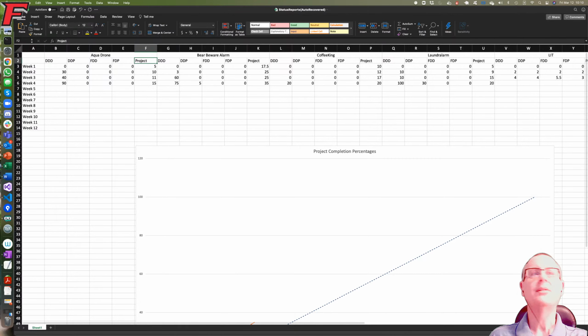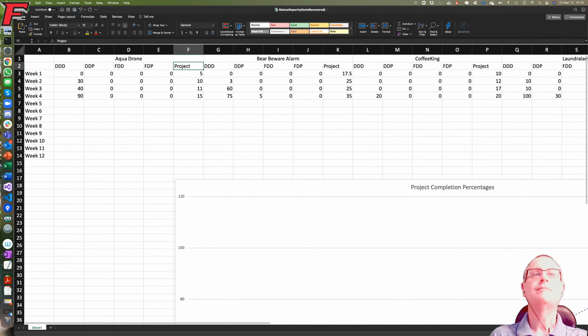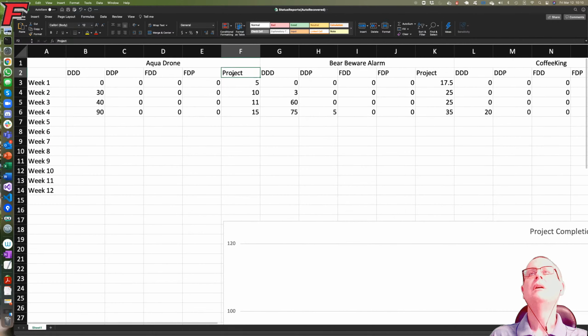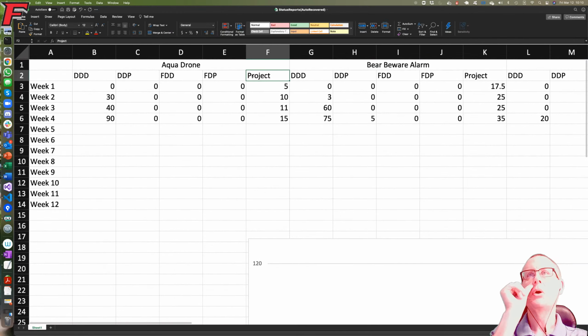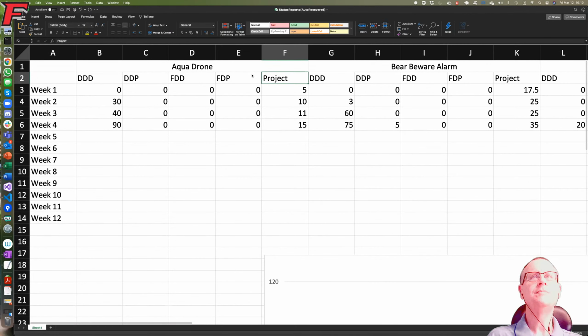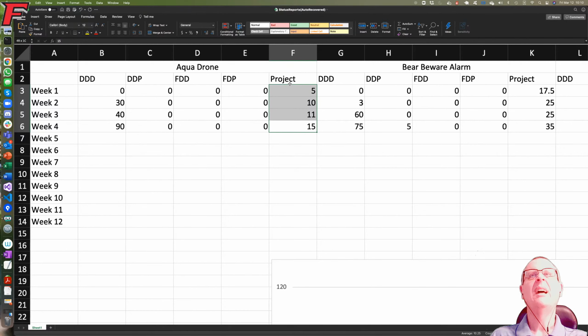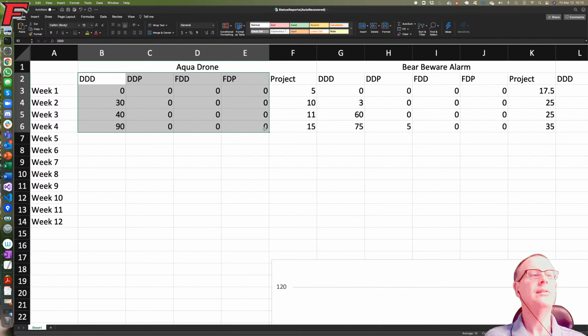Right, that's that one. Let me just see if I can make it a bit bigger so the video can see it a bit better. Right, the project as a whole. And these other columns are the various deliverables that we put together in 498. The detailed design document, the detailed design presentation, the final design document, and the final design presentation.